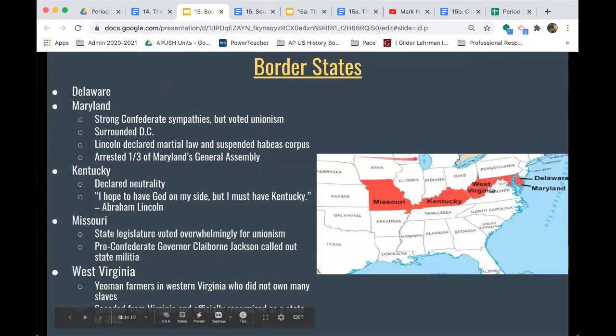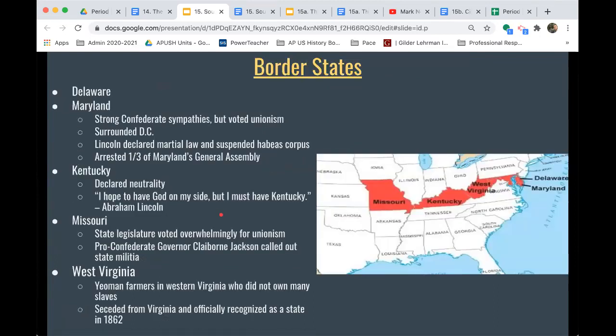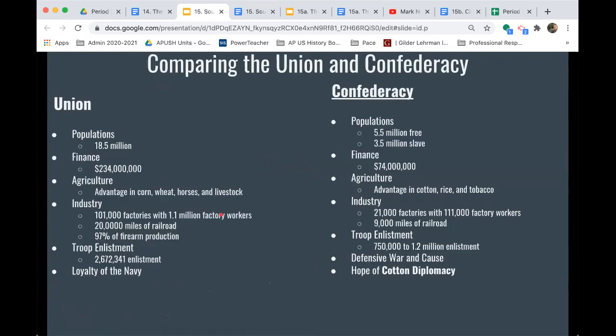And thus that becomes, these red states are areas in which slavery is present and legal, but do not join the Confederacy during the war. So that's kind of how we set the stage. Looking at advantages and disadvantages of this war is important.